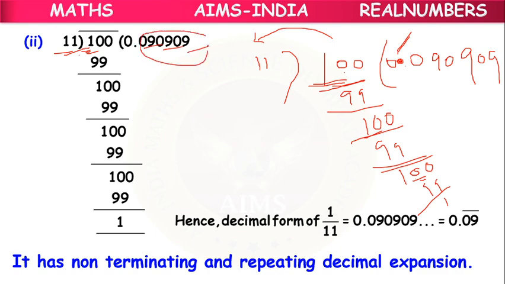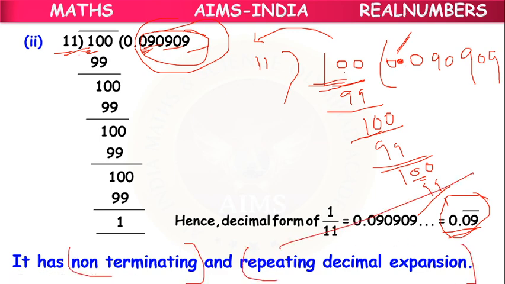This part, these two decimal places, they are recurring. In short form it can be expressed as 0.09 bar. So it is an example of a non-terminating and repeating decimal expansion.